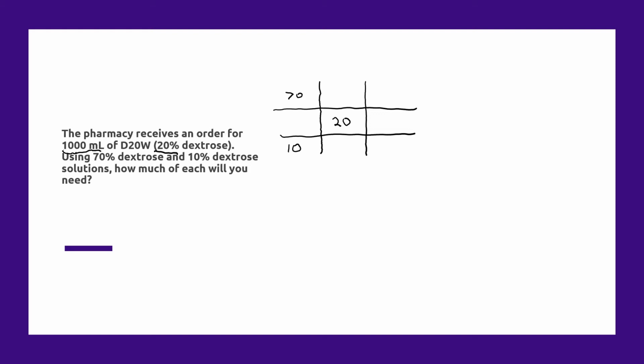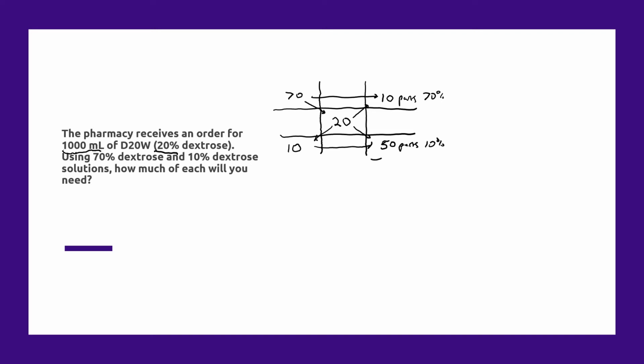And now that you have that set up, you take that higher concentration, you subtract the desired concentration, and you write that number in the bottom right. And then you take the desired concentration, subtract the lower concentration, and you put that number in the upper right. And then what these numbers tell us is the parts of each solution on the other end of the diagram. So we're going to have 10 parts of 70% solution for every 50 parts of 10% solution.